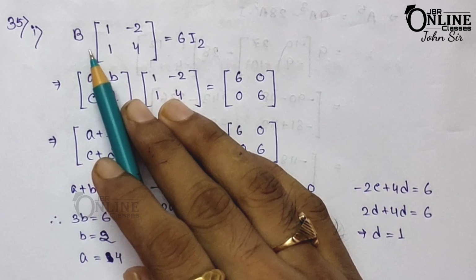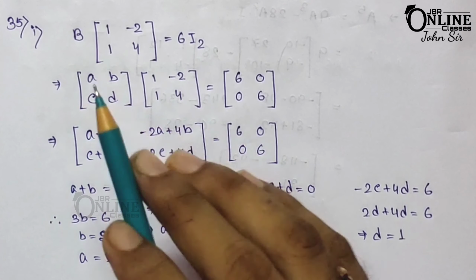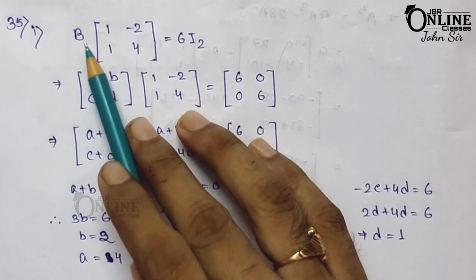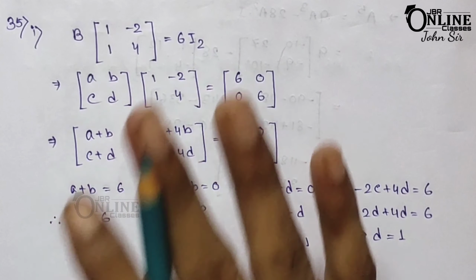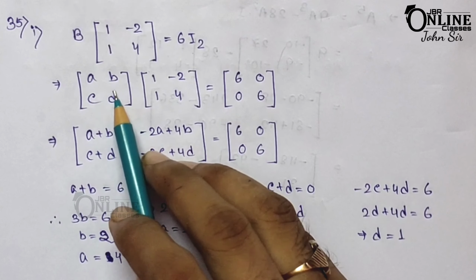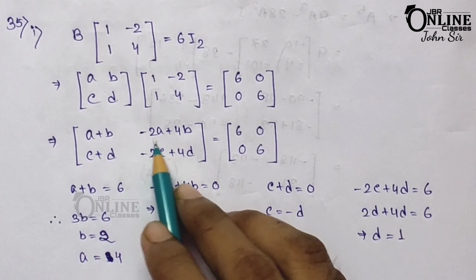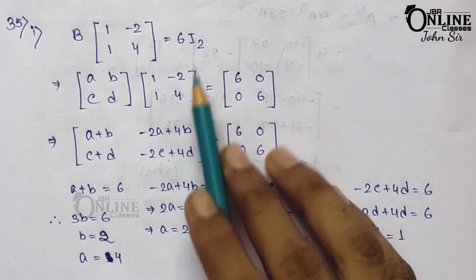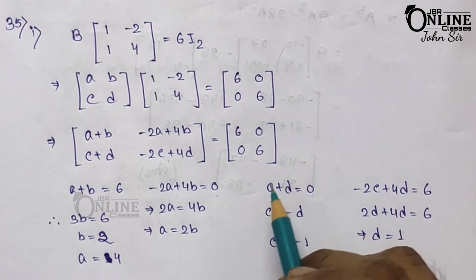So here in sum number 35, find a 2 cross 2 matrix B such that this one equals this one. B is a 2 cross 2 matrix, that means there will be 4 elements. Let A, B, C, D be the 4 elements. This matrix multiplied with this one, you will get A plus B, and so on. And on the right-hand side you have 6 into I2, that means 6 0 0 6.